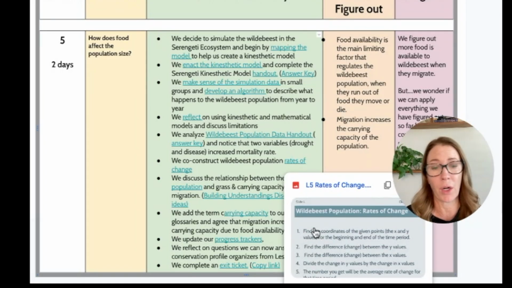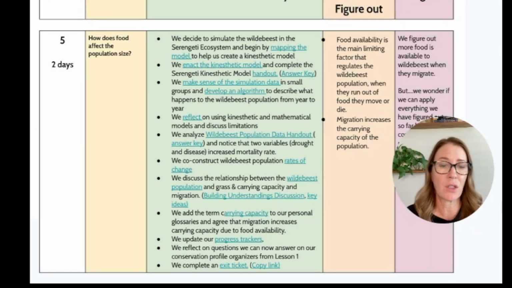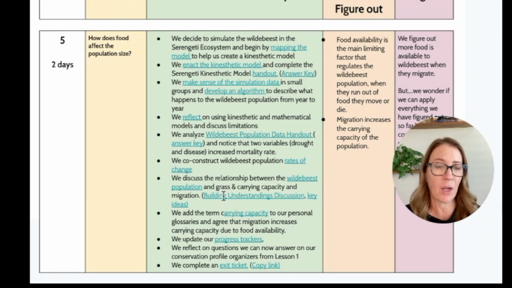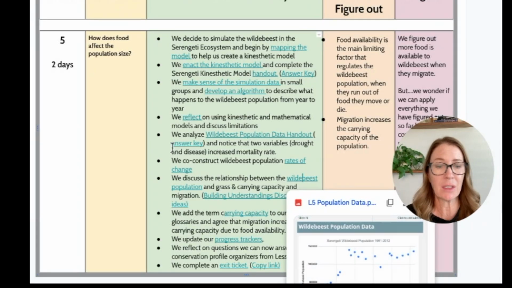So there's a slide to walk you through it. But again, I would give them the numbers, do the first one as a class together. And then you're going to discuss the relationship between the wildebeest population and grass and carrying capacity. And this is a building understandings discussion. This will be the graph that's on the slide as you facilitate the building understandings discussion.